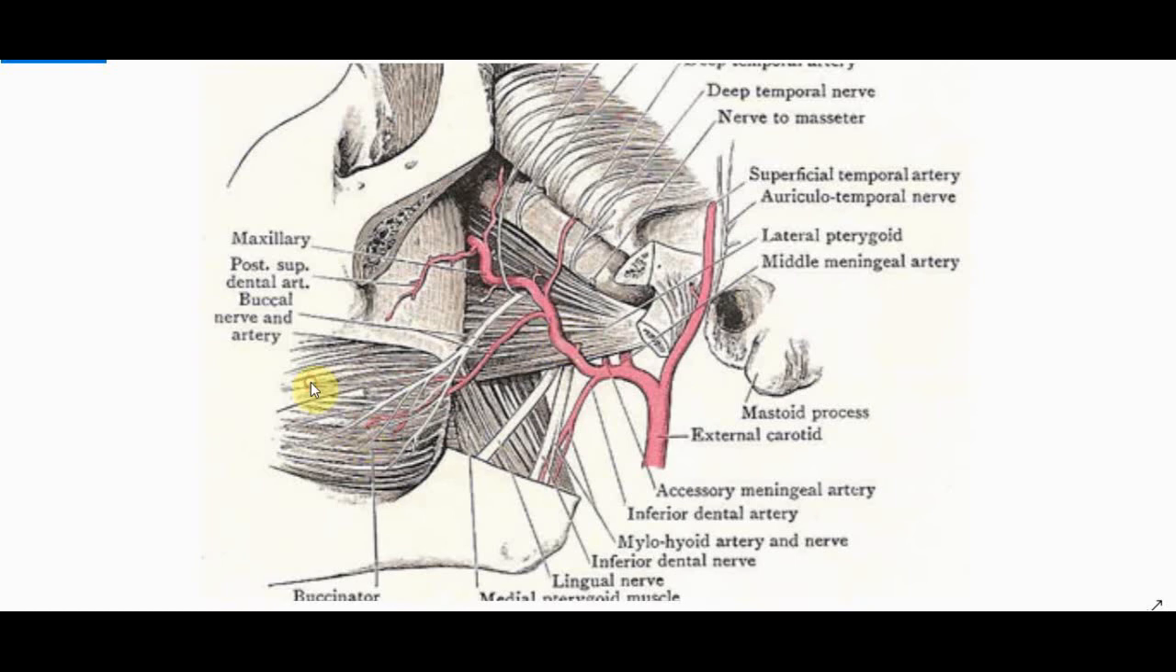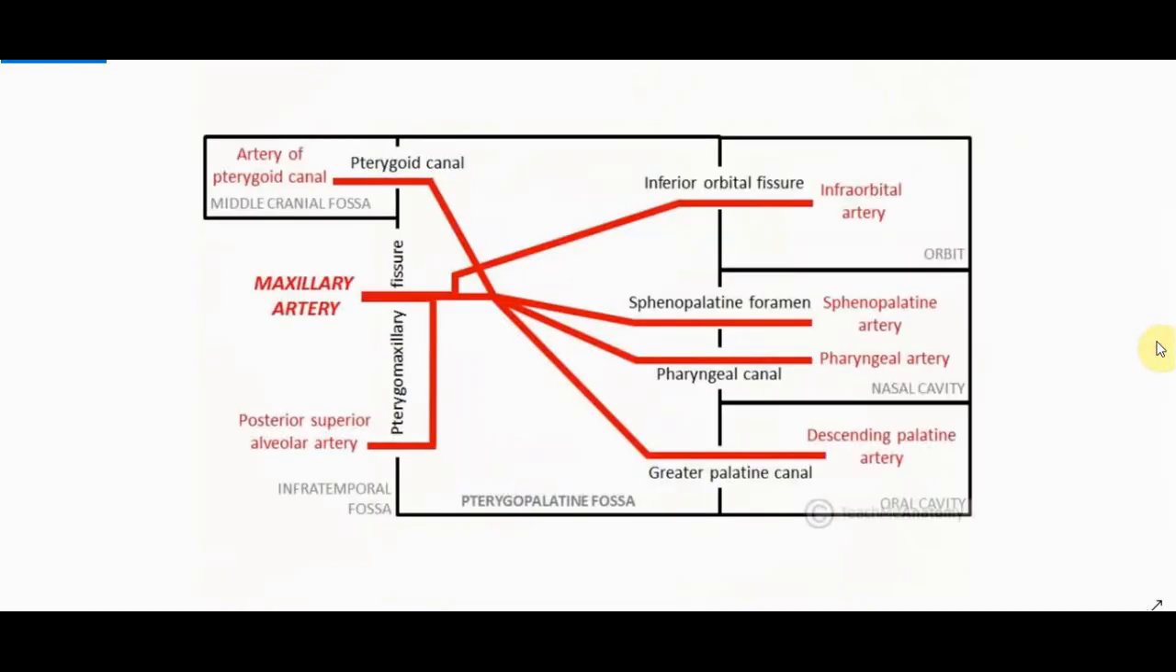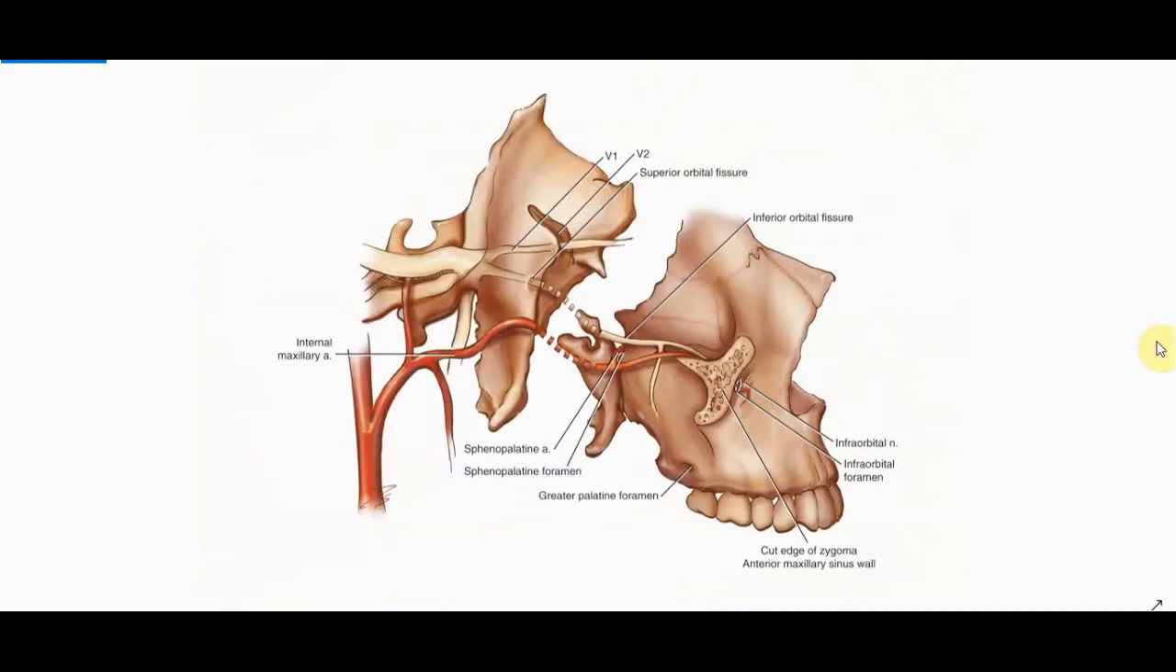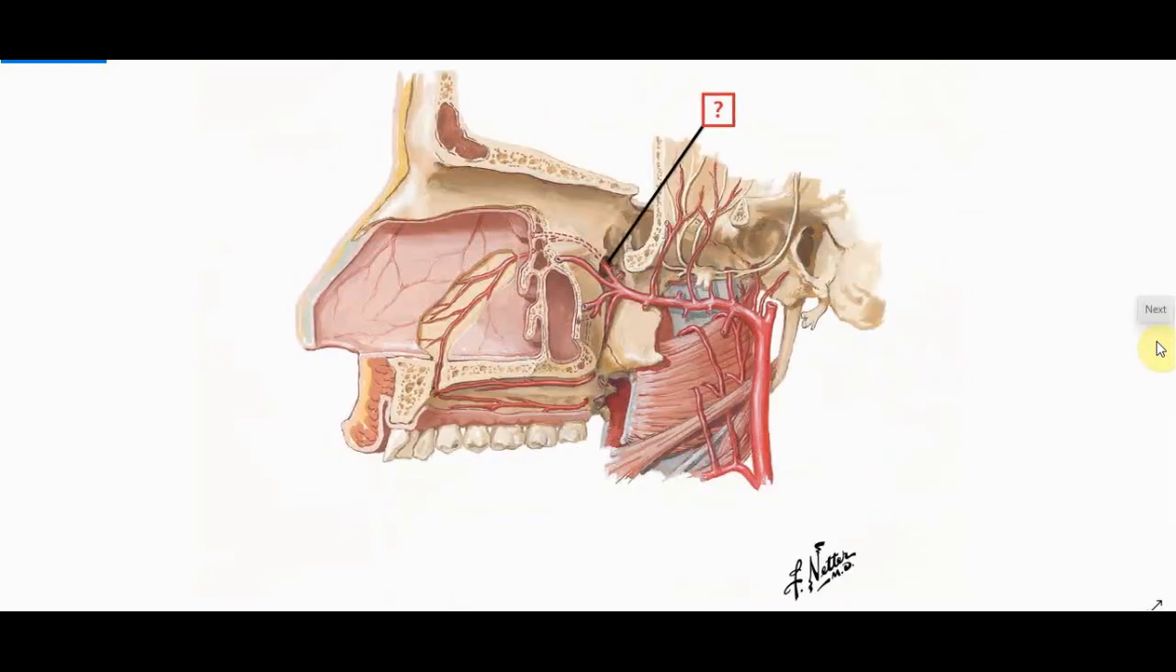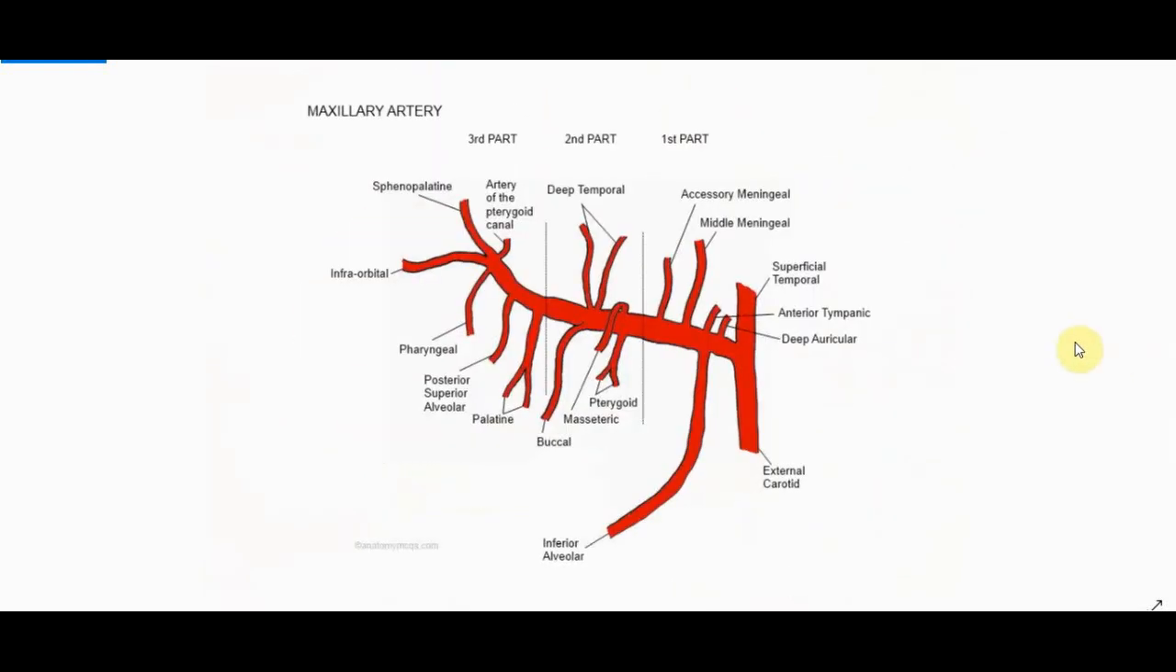Let's see if we can find something interesting. So this is basically more for the third part than anything else. Let's see. So what are the branches that come off? We have the masseteric. We have the pterygoid. We have the deep temporal, and these are the easiest to recognize. And then we have the buccal.